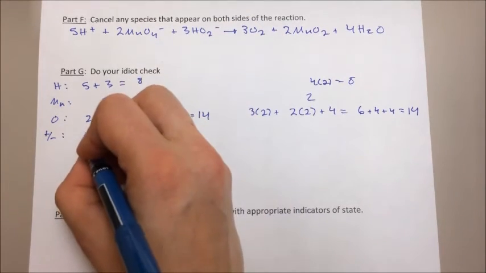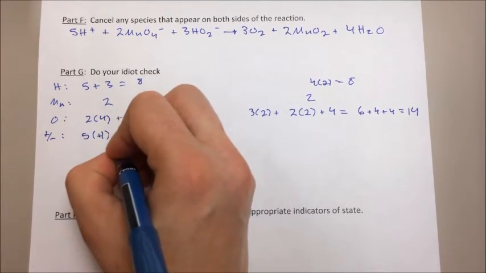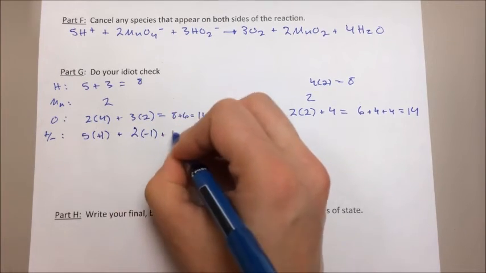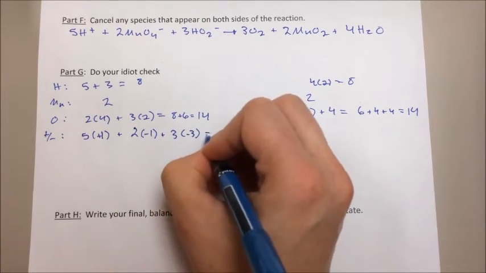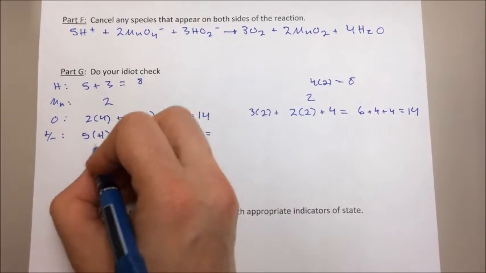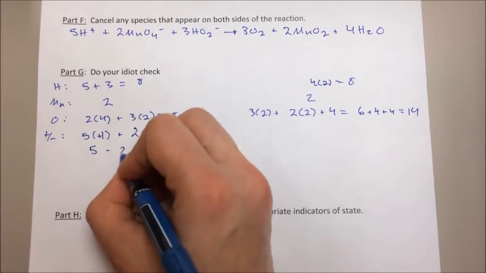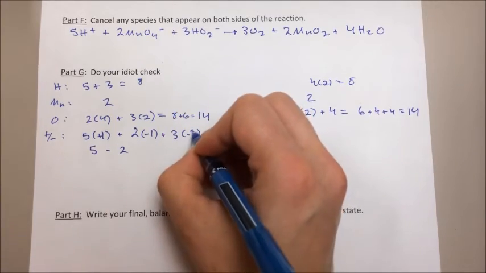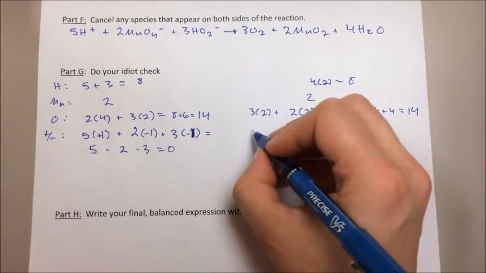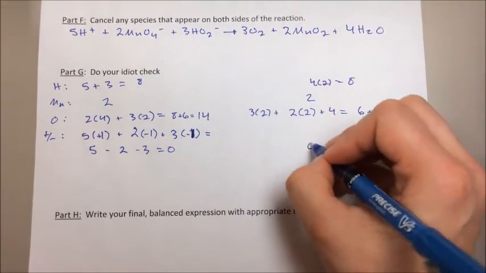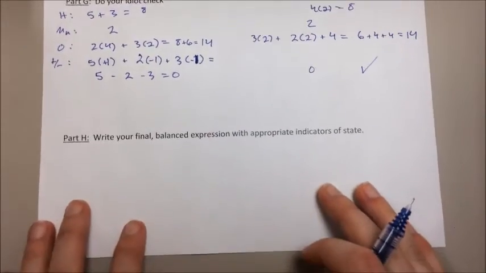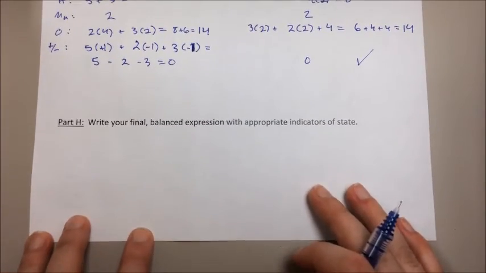Then lastly, we're going to do our charges. On this side, it's 5 times plus 1 plus 2 times -1 plus 3 times -1. Which is a total of 5 minus 2, minus 1, minus 3, which is 0. On this side, everything is neutral, so it's 0. Our idiot check is good. So then we're going to write our final balanced expression.